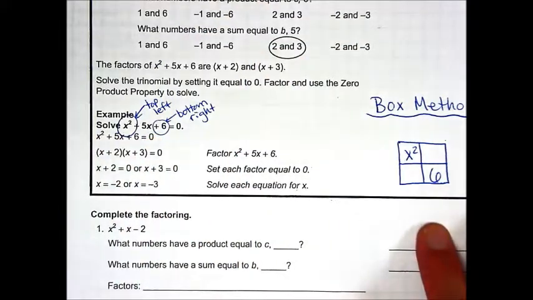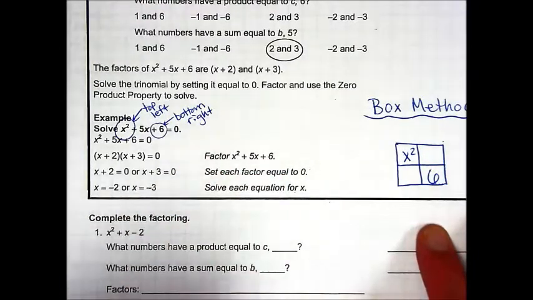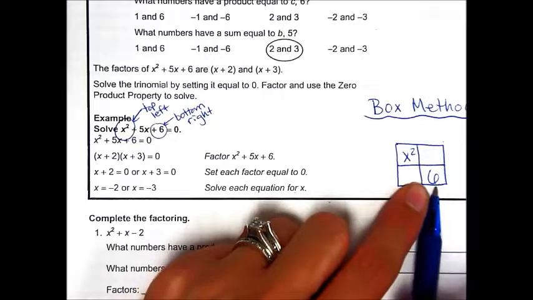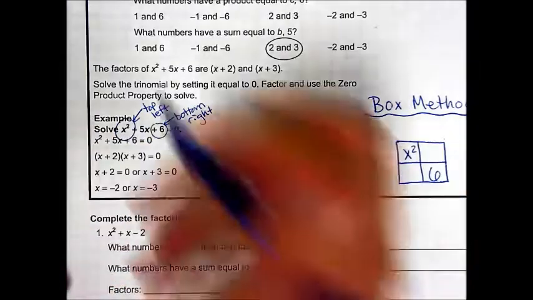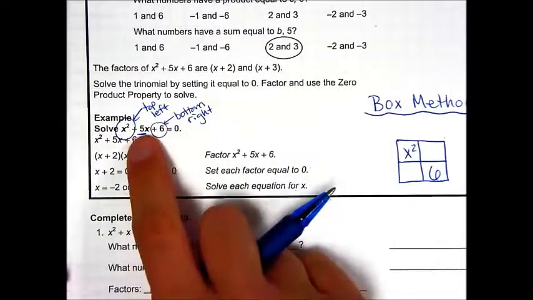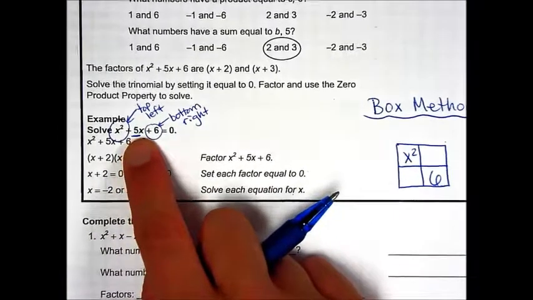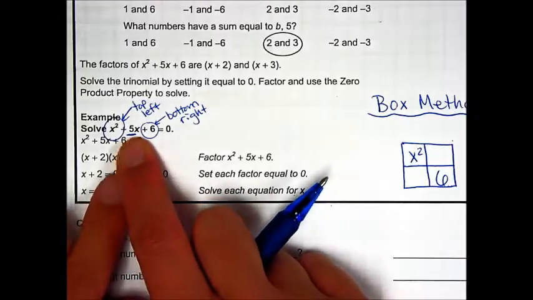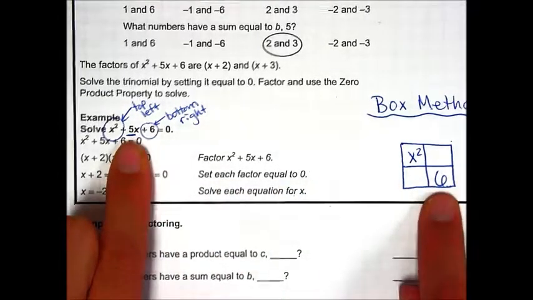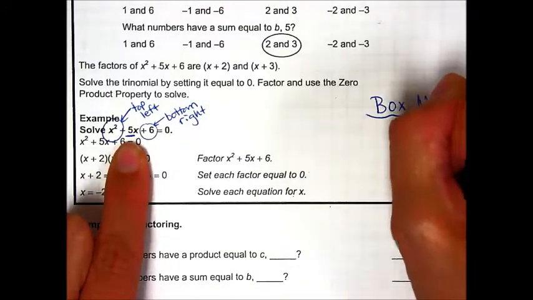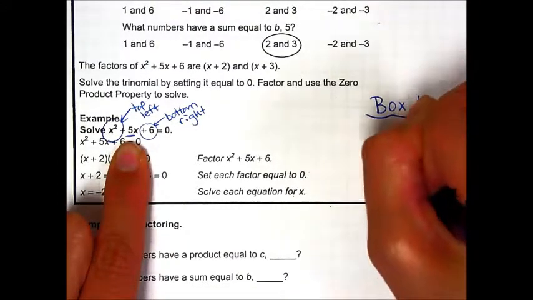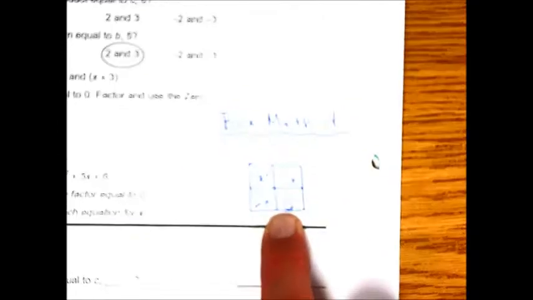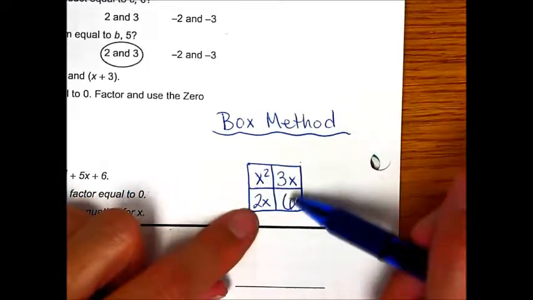And what you will do is you will ask yourself, what two numbers can I come up with that will multiply to equal 6, but if I added them, they would equal 5. They multiply to equal c, they add to equal b. So you would say 3 times 2, right? It doesn't matter which box you put the 3 in or the 2 in. But 3 times 2 is 6, and 3 plus 2 is 5. So you put those in there.